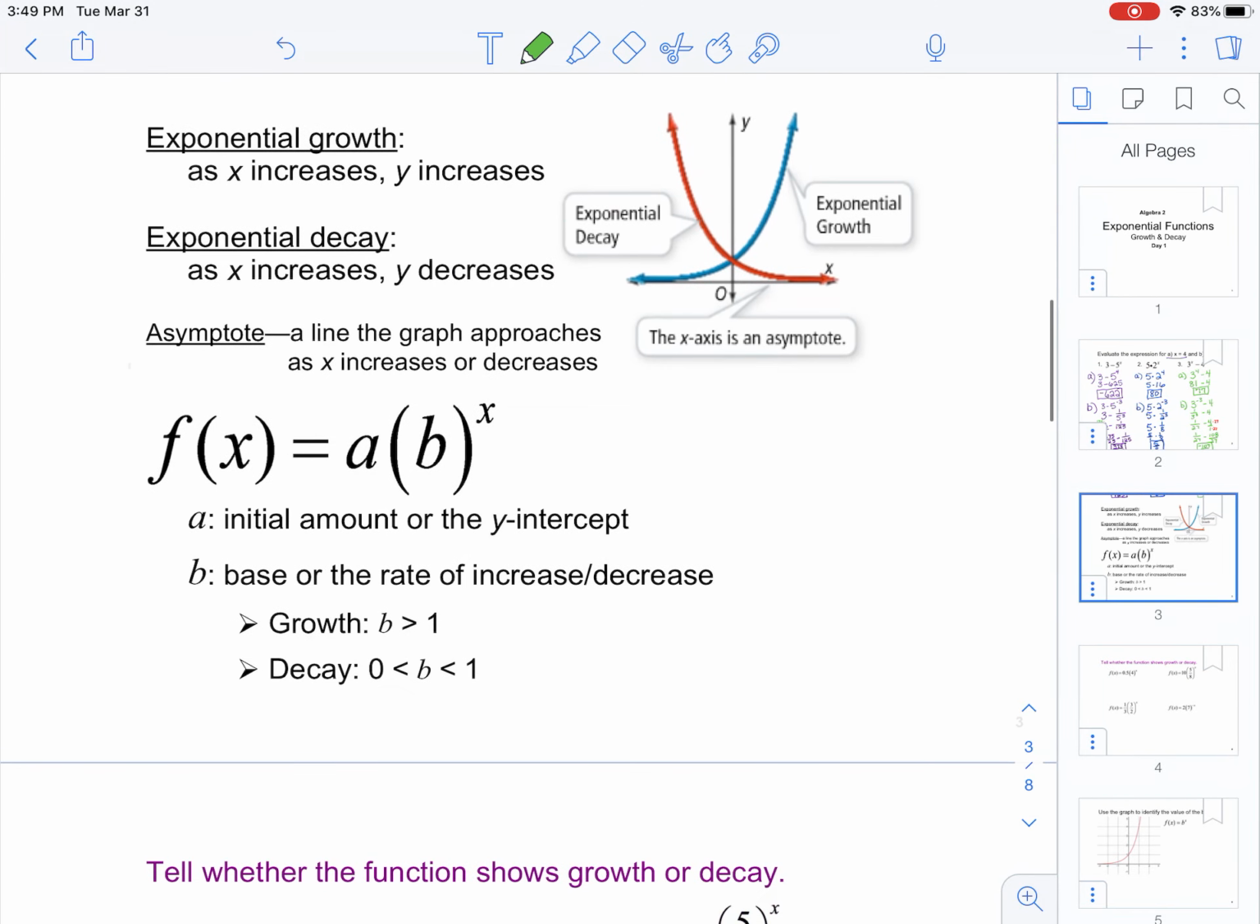Going on. We're looking at the graph of exponential functions. The first one is exponential growth. As the x increases, the y increases. So this blue line right here is going to be our exponential growth. It starts out not going very high very quickly, and then all of a sudden it takes off, going straight up. The exponential decay, as x increases, the y decreases. So it's going to start high and end low.